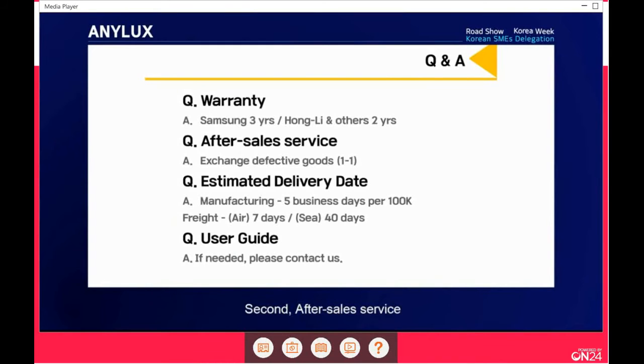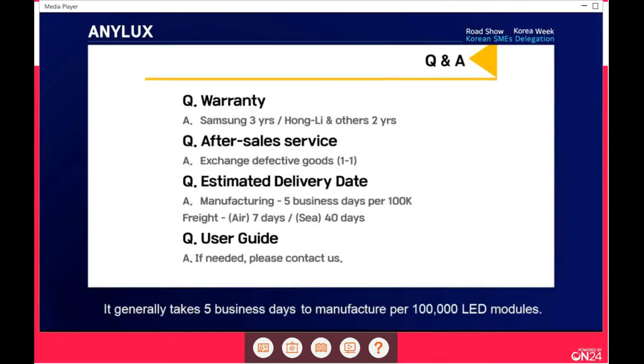Second, after-sales service. If there's something wrong with the product, we'll collect and test it. After that, we report the reason for the problem, and if we find that the problem is from the product itself, we'll replace it one by one. Third, estimated delivery date. It generally takes 5 business days to manufacture per 100,000 LED modules. Actually, we produce 200,000 pieces per day, but we produce all clients' orders together, so we schedule the supply as best we can. Plus, it usually takes 7 days for air freight and 40 days for sea freight.